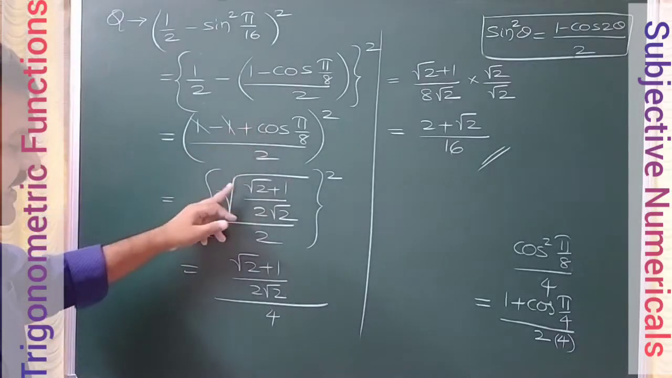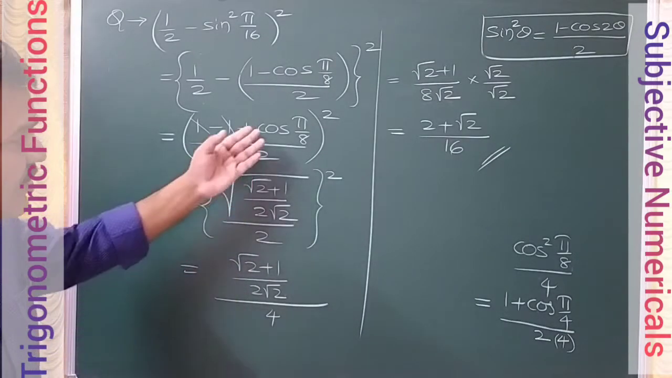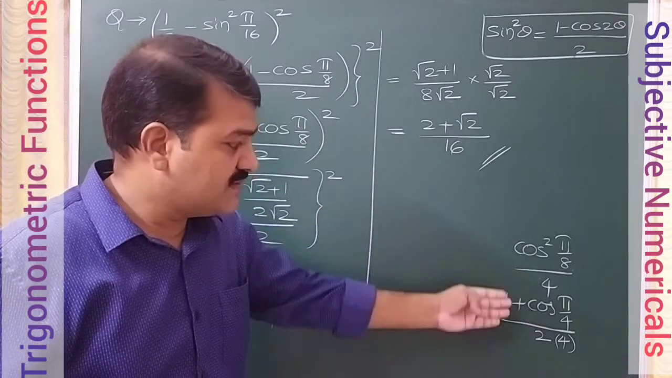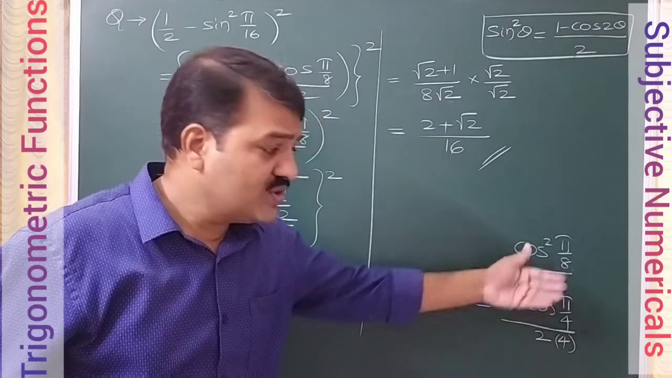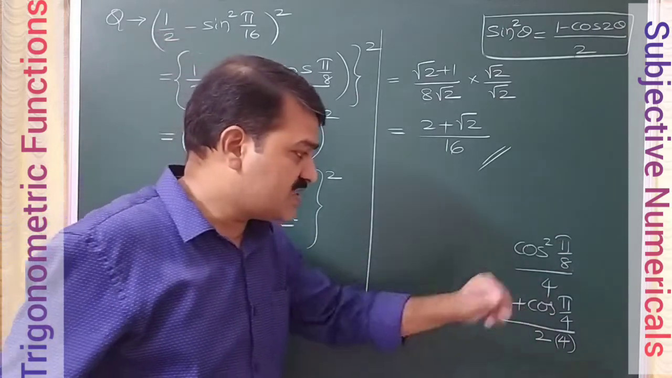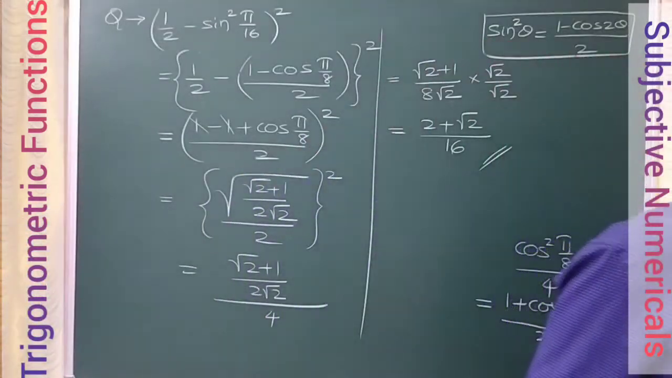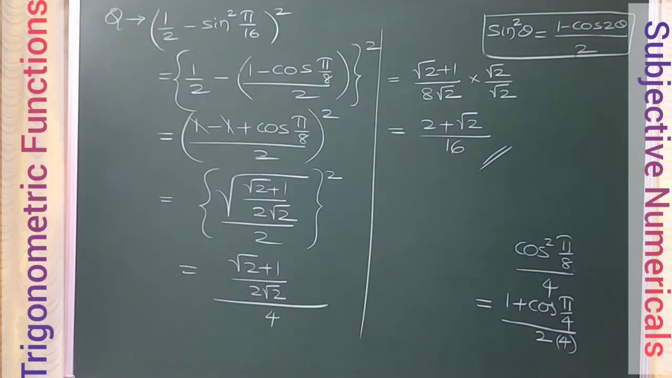I solved this using cos pi by 8. Or you can use cos square pi by 8. You can write cos square theta is 1 plus cos 2 theta by 2, and proceed by taking the cos pi by 4 value. So this completes the solution of this question.